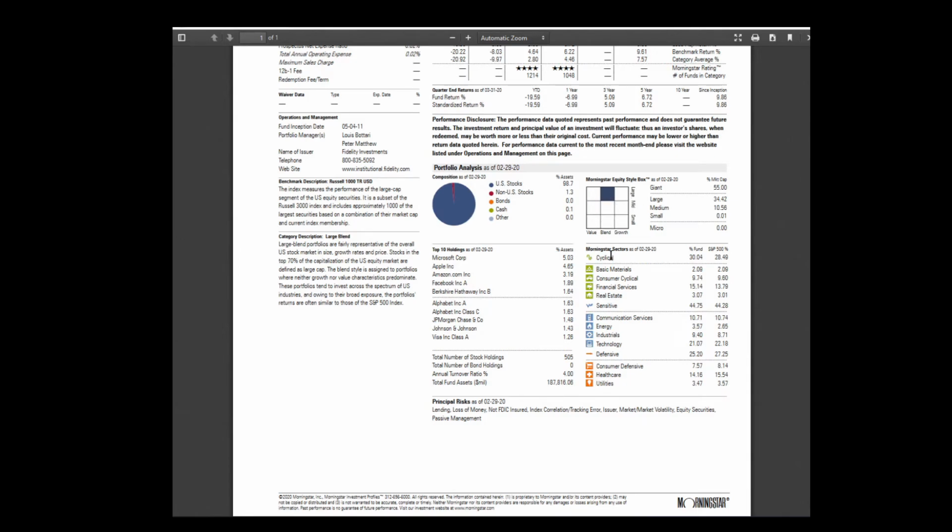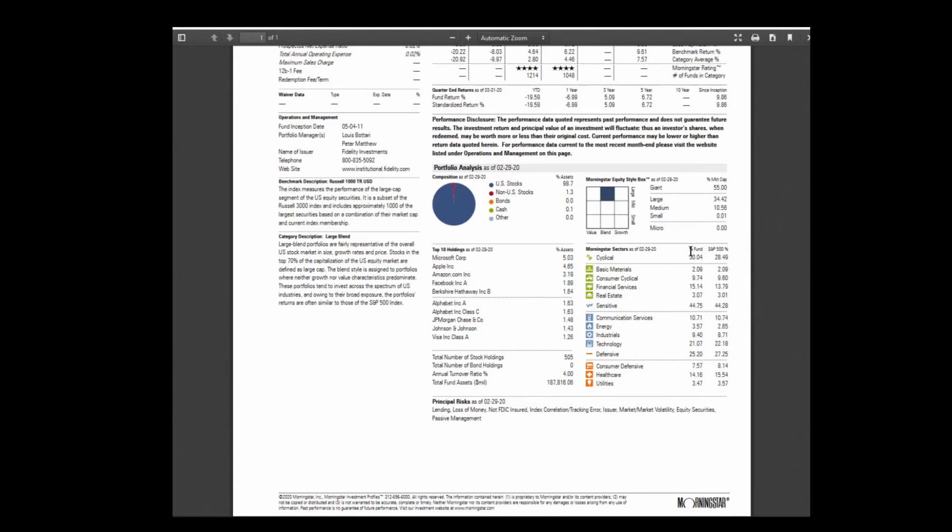And then the last thing is the sector balance. So the fund has 30% of its money in cyclical funds, and that's made up of 2% basic materials, 9% consumer cyclicals, so on and so forth. Now, there are 3 general categories. You've got cyclical, sensitive, and defensive. So I don't want to go too much into what those are just because this video is already turning out a little bit too long.